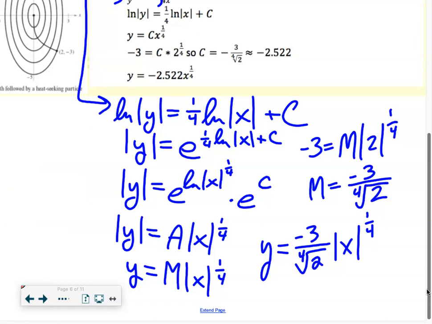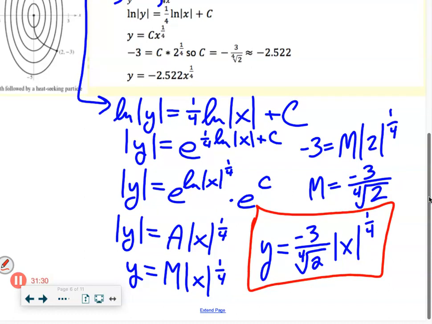I will have to check and see. In all honesty, I just don't know why I dropped the absolute value, so I will have to check on that and see why I dropped it. All right, this right here, that is the path of our particle.